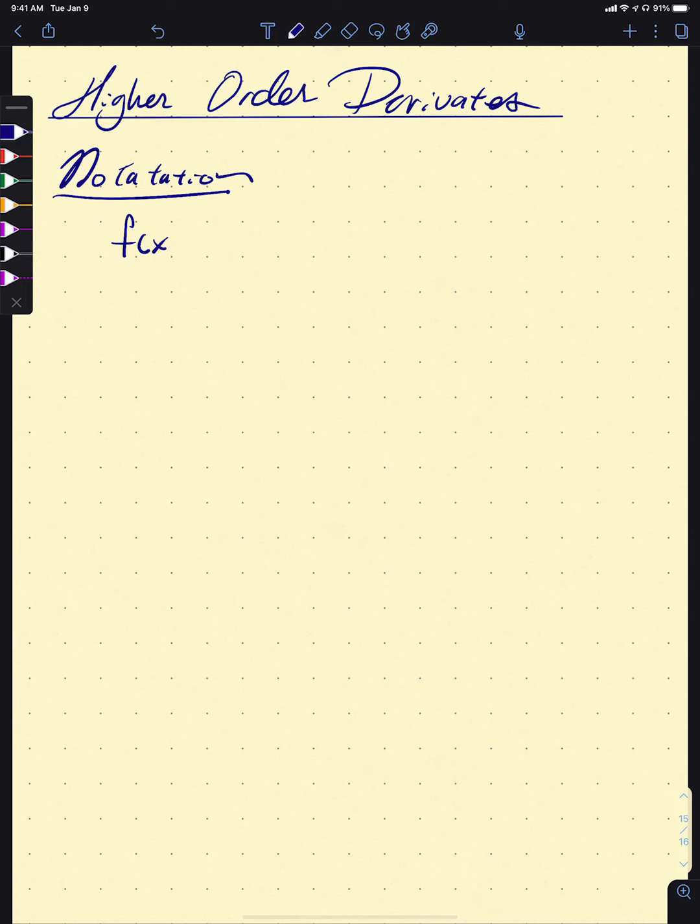So we have our function, f of x, right? If we want to take the derivative of it, we saw a number of ways to do that, right? We could write f prime of x, we could write d sub x of f of x, or just d of f of x, or y prime, or dy dx, okay?